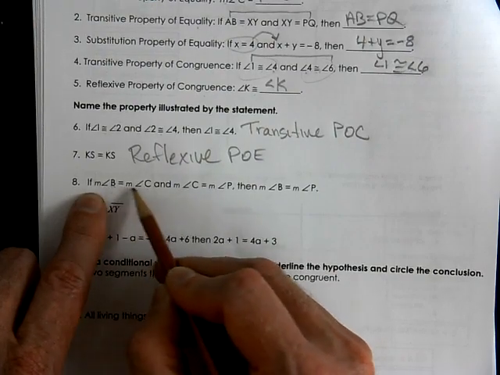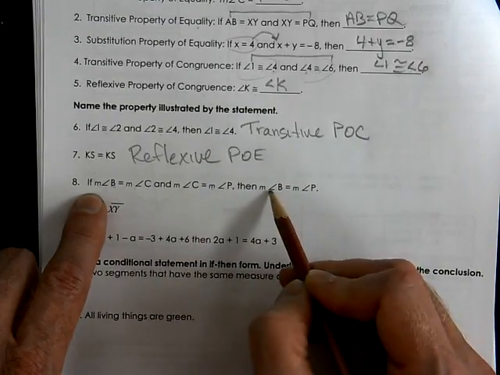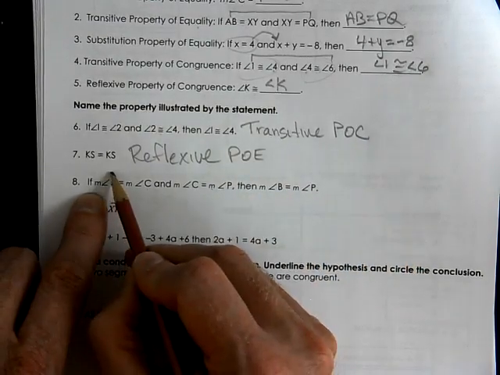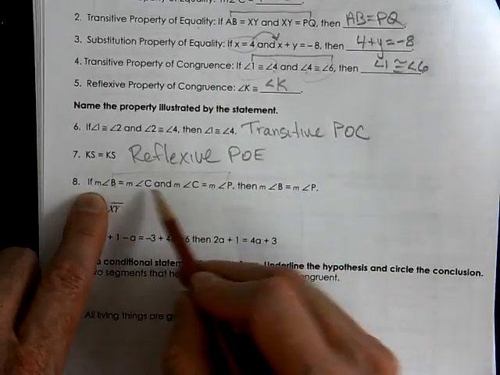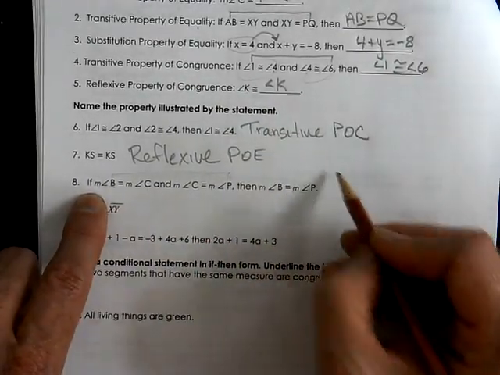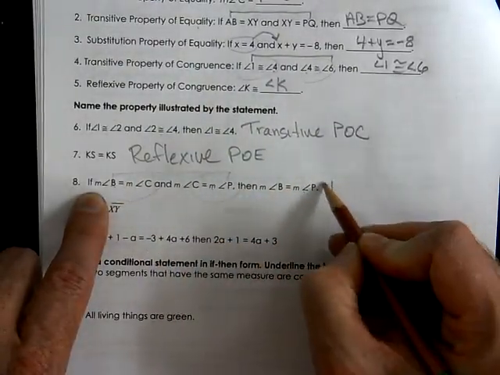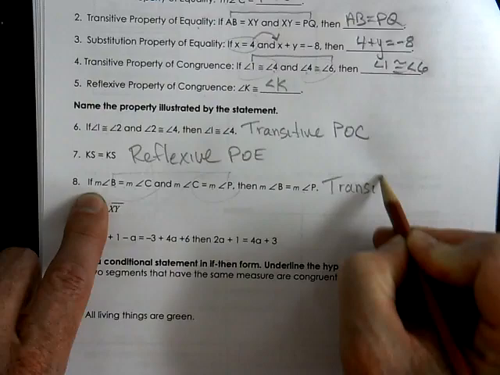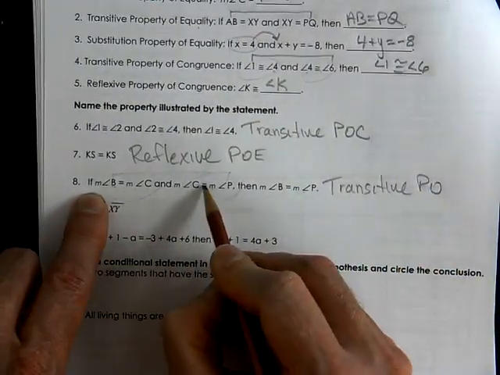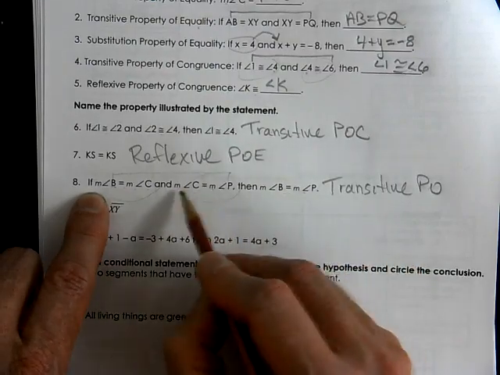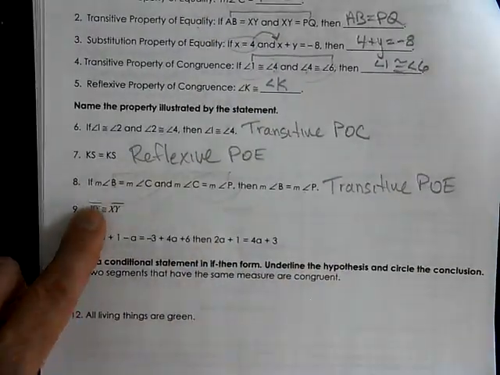The measure of angle B equals the measure of angle C, and the measure of angle C equals the measure of angle P. Then the measure of angle B is equal to the measure of angle P. What property is using that? It has all 3 parts. Again, that's the transitive property. Transitive property of, these are equal signs. All the angles have an M in front. So it's equality.